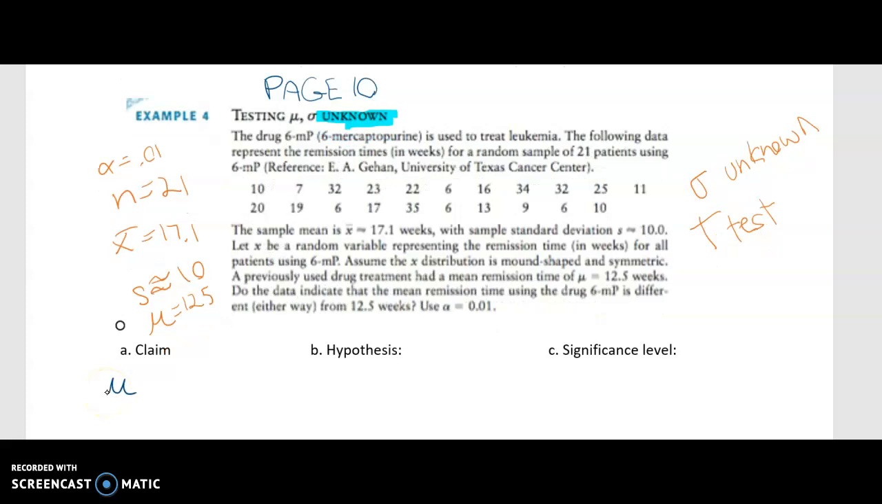So for this problem, I'm going to say that the claim is that the mean is equal to 12.5. You could also do this problem with the claim being not equal, mean not equal to 12.5. It's going to just change your wording in the end conclusion. So our null hypothesis will also be the mean is 12.5, because the null hypothesis always has an equal to sign. The alternative hypothesis would be that the mean is not equal to 12.5. Make sure you have all the appropriate wording. And then our alpha given in the problem is 0.01.